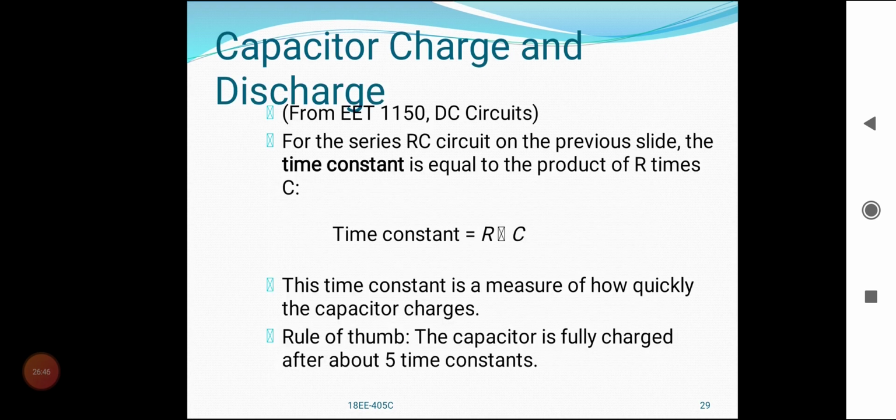For the capacitor charge and discharge in this series RC circuit on the previous slide, the time constant is equivalent to the product of R times C. The time constant is a measure of how quickly the capacitor charges. Rule of thumb: the capacitor is fully charged after about 5 time constants.